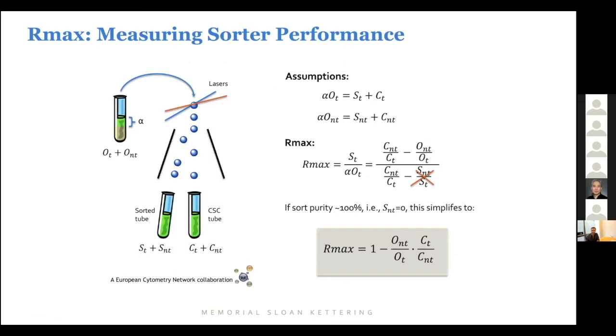We did the math, and the assumptions again are based on the fact that anything that you sort will either fall in a sorted tube or the waste. You do the math, simplifying things, you end up with a relationship where the maximum recovery that you can expect in your sorter is dependent on the original ratio of non-target cells and target cells in the original sample. So that's a given. You always record this before you start sorting to be able to identify the populations that you want to sort. And also dependent on the ratio of target and non-target cells in the waste stream.